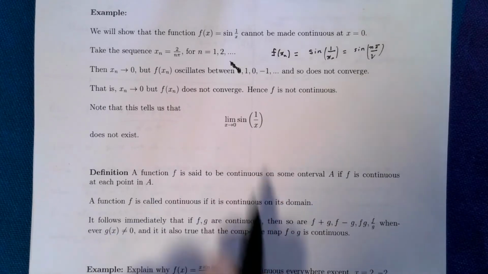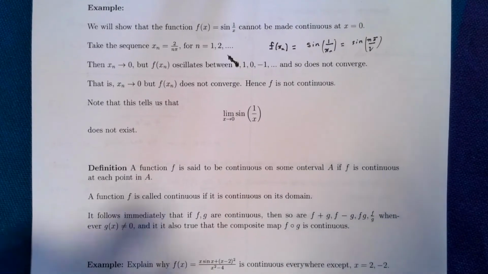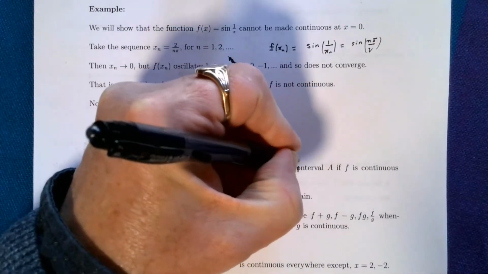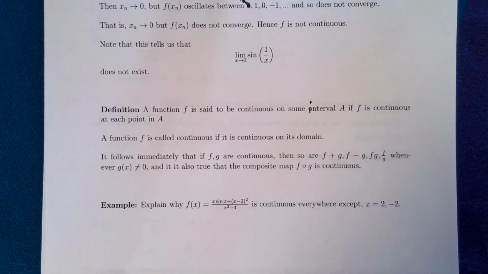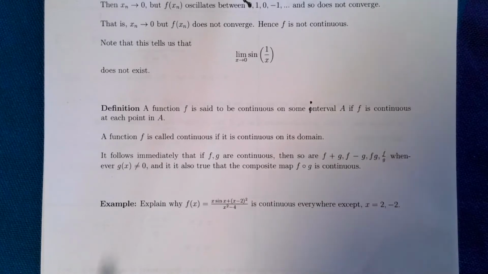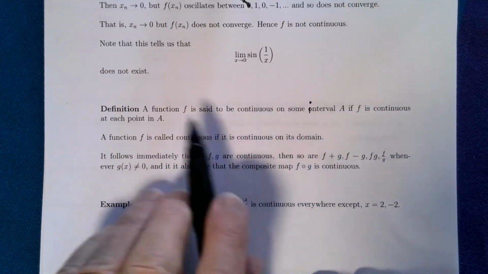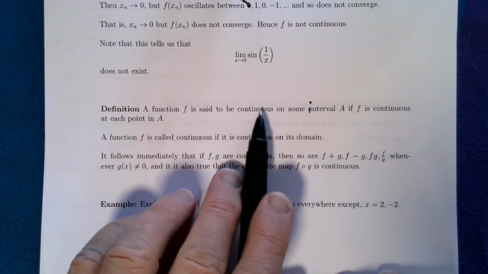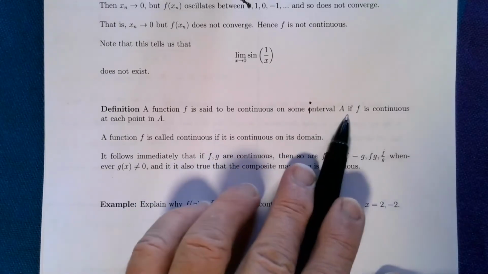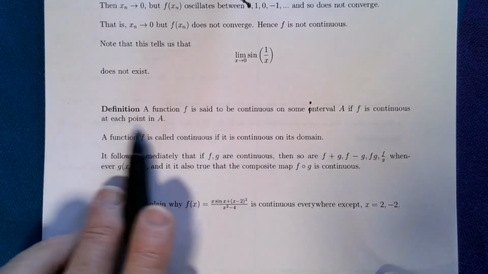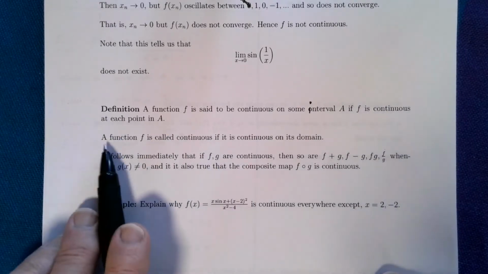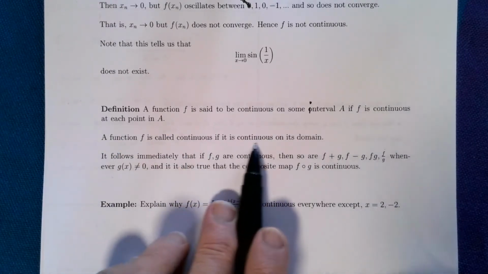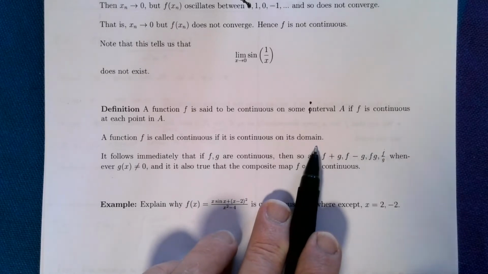Well, we've defined what we mean by a function being continuous at a point, and now I'm simply going to extend this a little bit to an interval. So we say that a function is said to be continuous on some interval a if f is continuous at each point in a. And a function is called continuous if it's continuous on its domain.